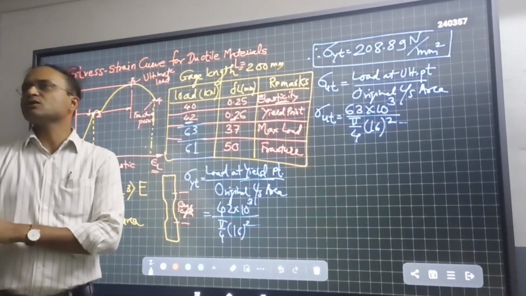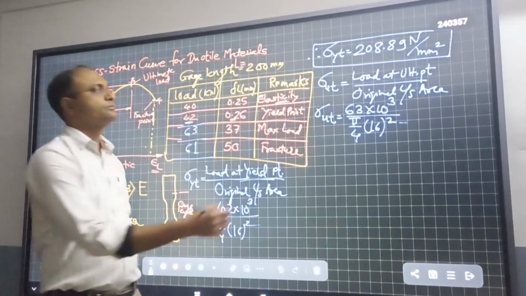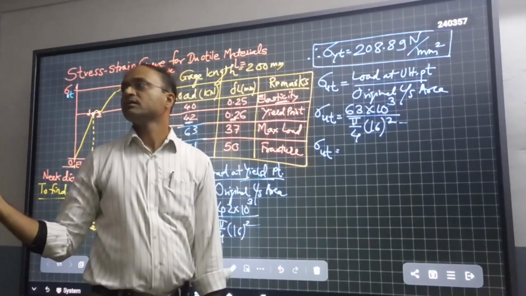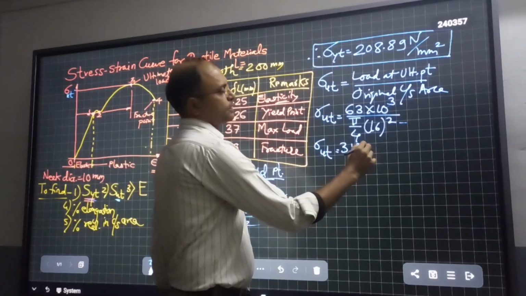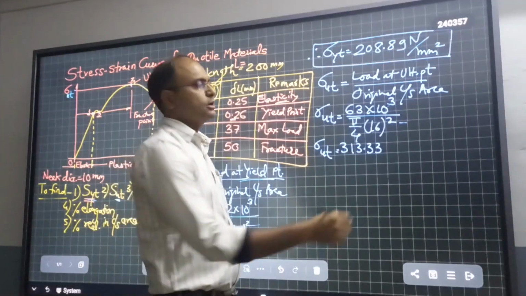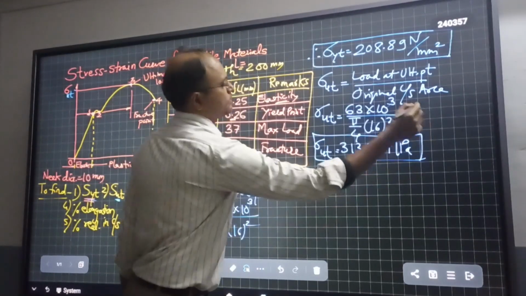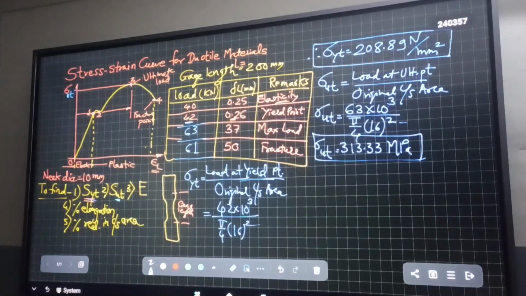Are you all doing calculations or not? Sigma UT is equal to 31 point something Newton per mm square, or you can simply call it mega Pascal, MPa. Newton per mm square is also called mega Pascal. Okay. Then what next?